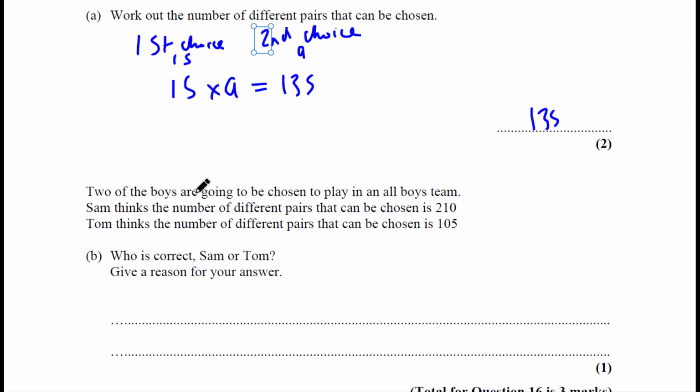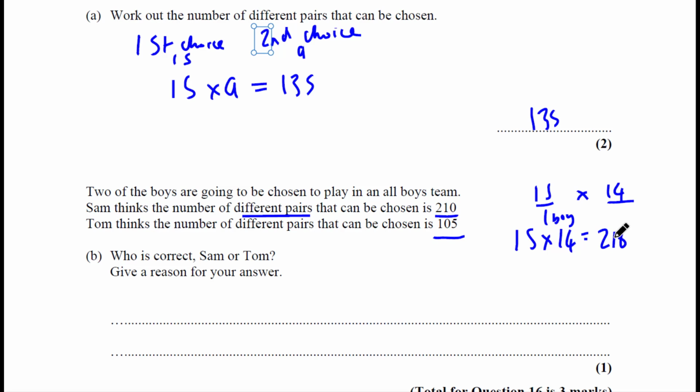Now, next part is 2 of the boys are going to be chosen to play in an all-boys team. So this is out of 15 boys only. Sam thinks the number of different pairs that can be chosen is 210. And Tom thinks the number of different pairs that can be chosen is 105. Give a reason for your answer. So you may think it's 15 times 14 because that's your first selection of a boy, one boy, 15 choices, and then there's 14 boys left. So that's why you would get 15 times 14, and you would assume it's 210.